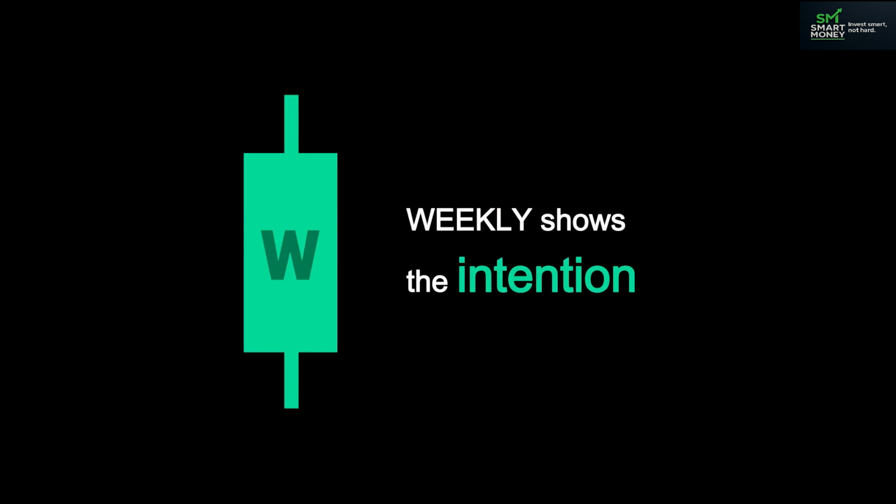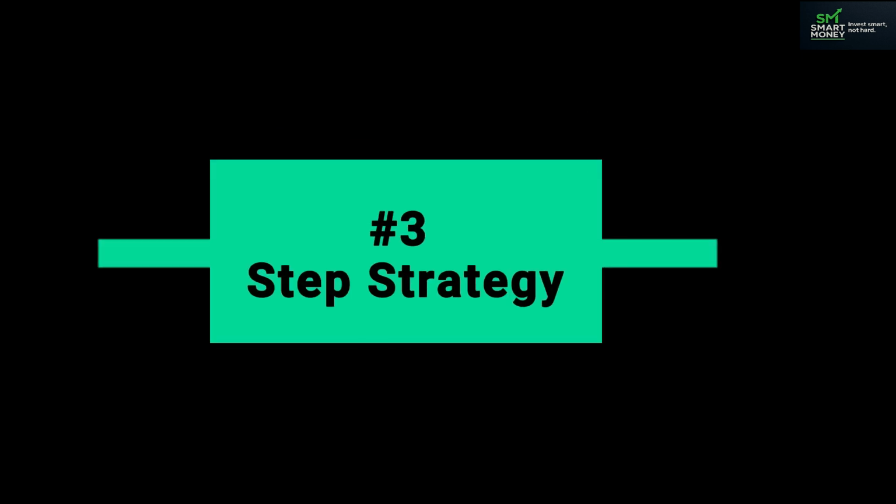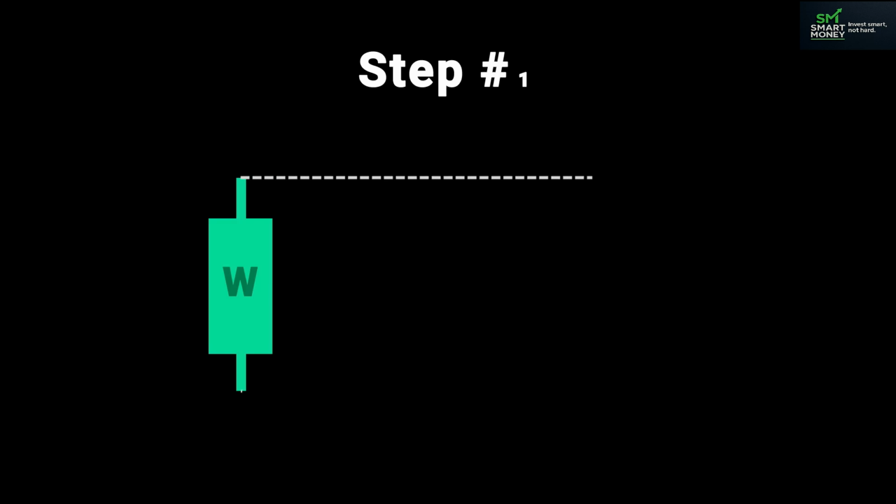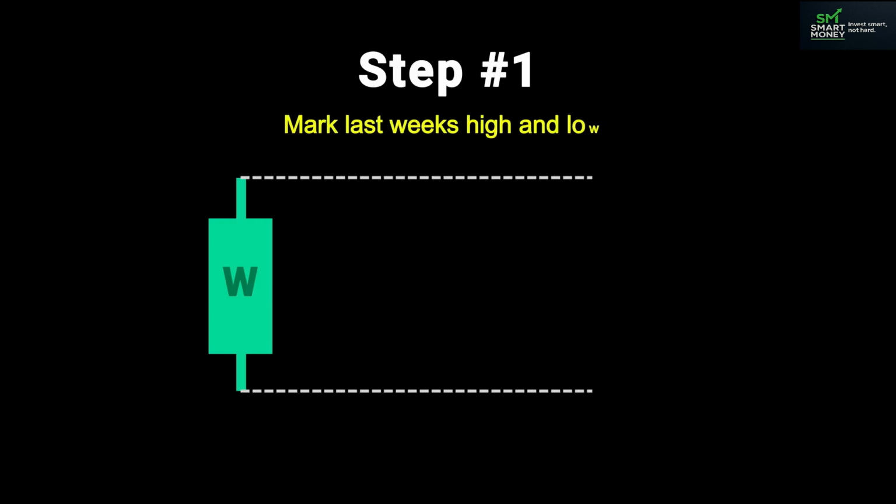Now let's turn this into a simple 3-step strategy. Step number 1, mark last week's high and low. This is the entire map. Just 2 levels, last week's high and last week's low. These act like magnets for liquidity. Your job is not to predict, your job is simply to see.